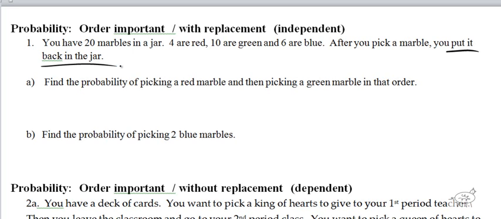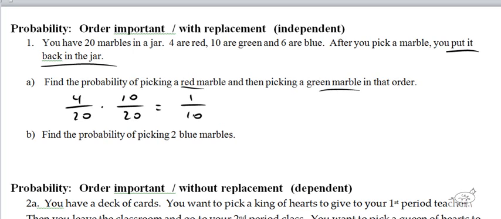So it says find the probability of picking a red marble, then picking a green marble in that order. Well, that's pretty easy. It's 4 out of 20 for a red marble, and then for a green marble, I'm putting it back, so I still have 20 marbles, so it's 10 out of 20. And since order is very important, it's not like I'm doing red and green or green and red. It's got to be a red, it's got to be a green marble. And then our answer is 1/10.